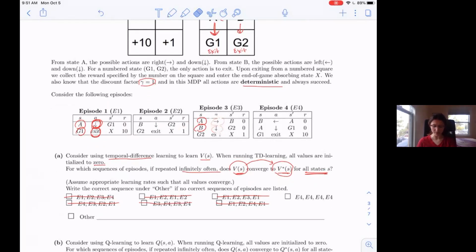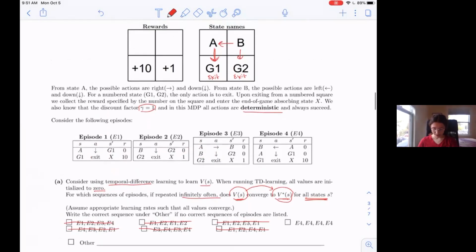Okay, so the only sequence of samples that is left is episode 4. What does episode 4 do? Well, in episode 4, when we're in state B, we take left, which is great. That's according to our optimal policy. And when we're in state A, we'll go down. This is also great. Finally, when we're in state G1, we're going to exit, which is also great.